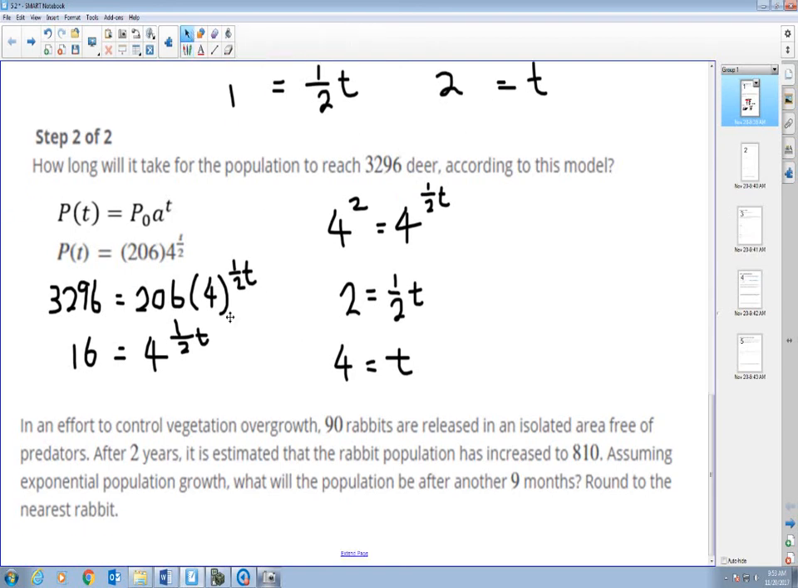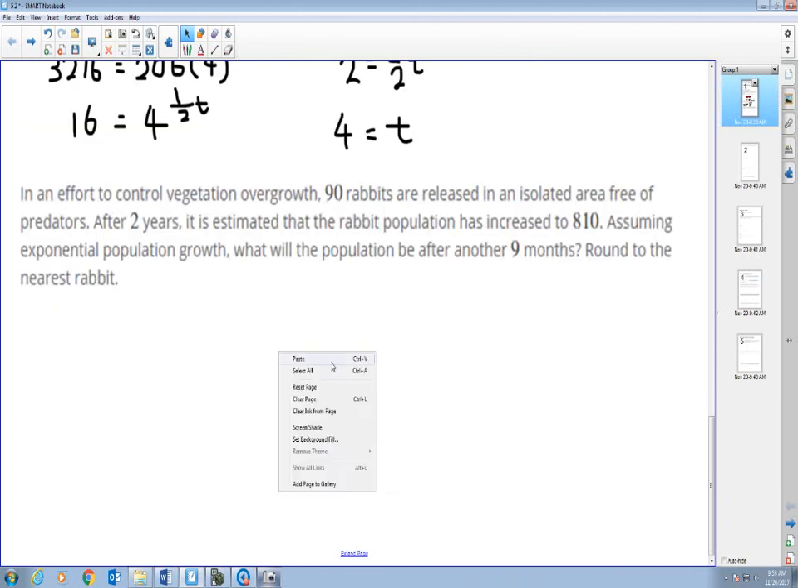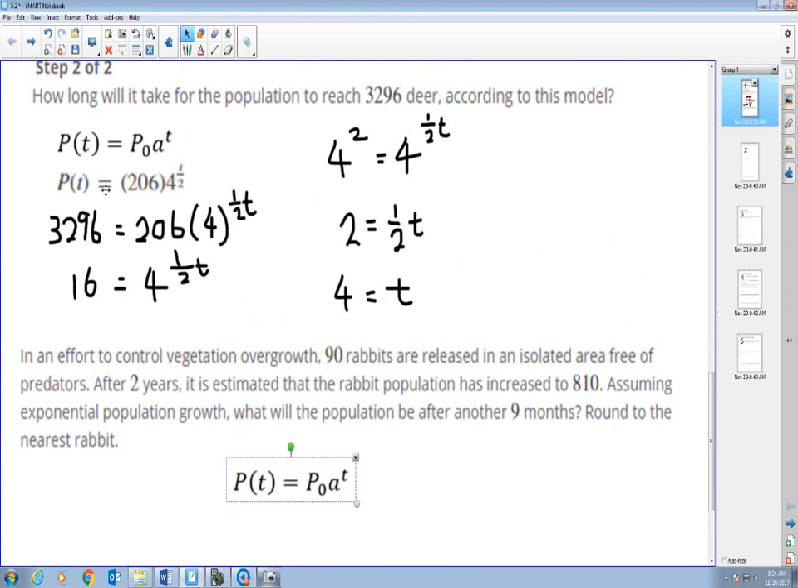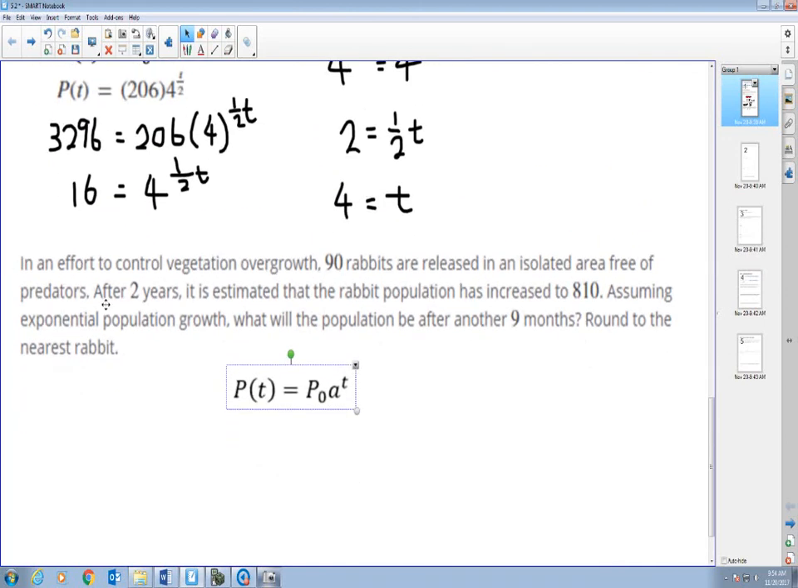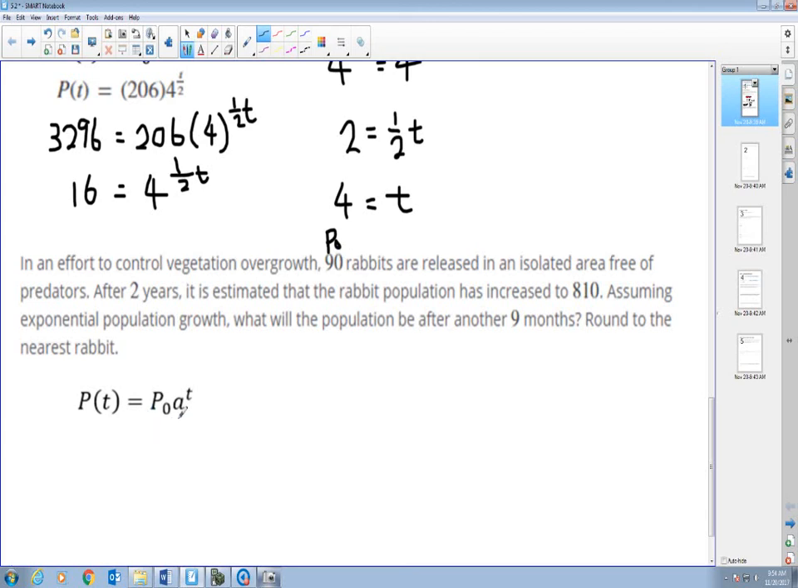Alright. Let's try another one. This one's a little bit different because it doesn't give me a model first like the previous problem. So we have to read this problem and then figure out what our population model is. The problem says, in an effort to control vegetation overgrowth, 90 rabbits are released in an isolated area free of predators. So my 90 rabbits is my initial population. P naught goes right here.